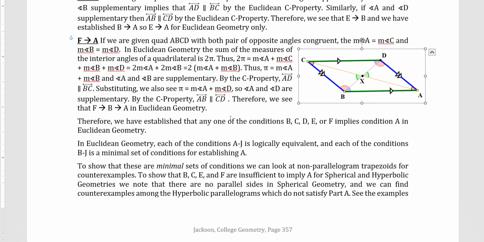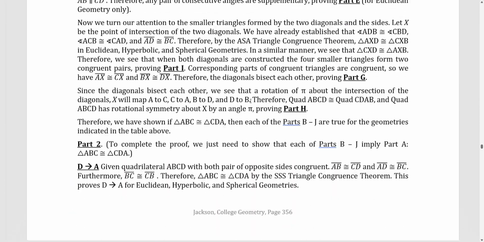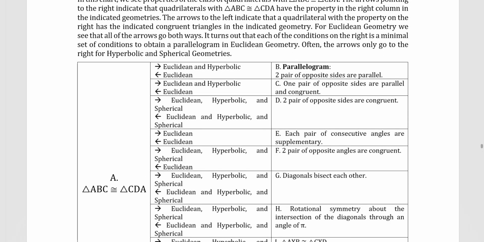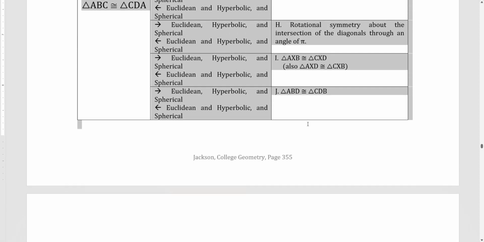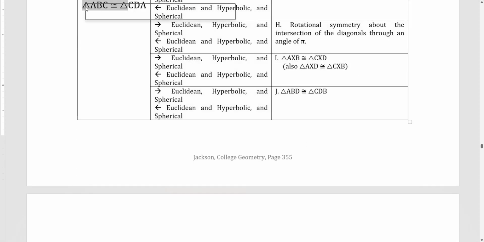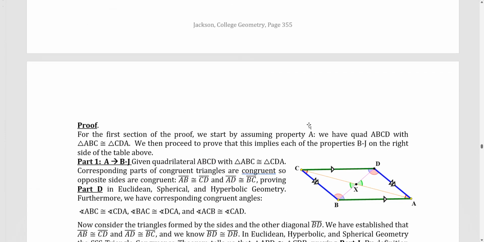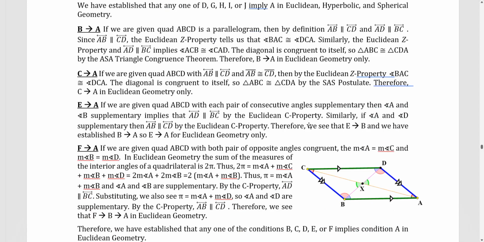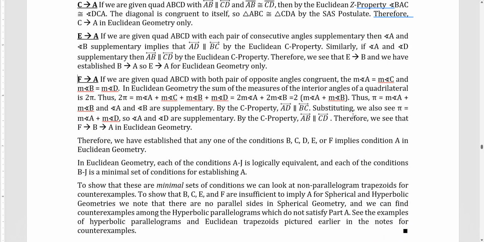So at least in Euclidean geometry, we've shown that any one of the conditions B, C, D, E, or F implies condition A, and I've given you the exceptions of when it doesn't work in the other geometries as well. Each one of these conditions in our table that we started with is equivalent to it being a parallelogram, and they were all proved by eventually showing we had some congruent triangles. So all of these, along with this one over here, are actually equivalent conditions. They're minimal conditions for having a parallelogram.